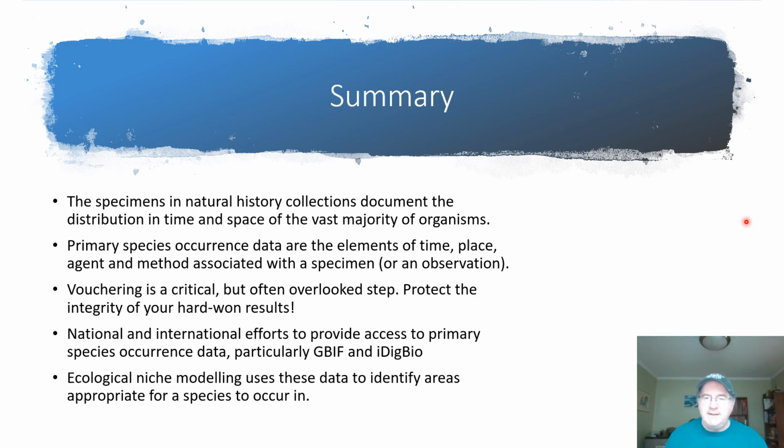species occurrence data. So specimens and collections are worth more than just what I, as a taxonomist or systematist, might make out of them. There's lots of fundamental biological questions and economically important and medically important questions that can be asked using the specimens in these collections. So don't underestimate their value.